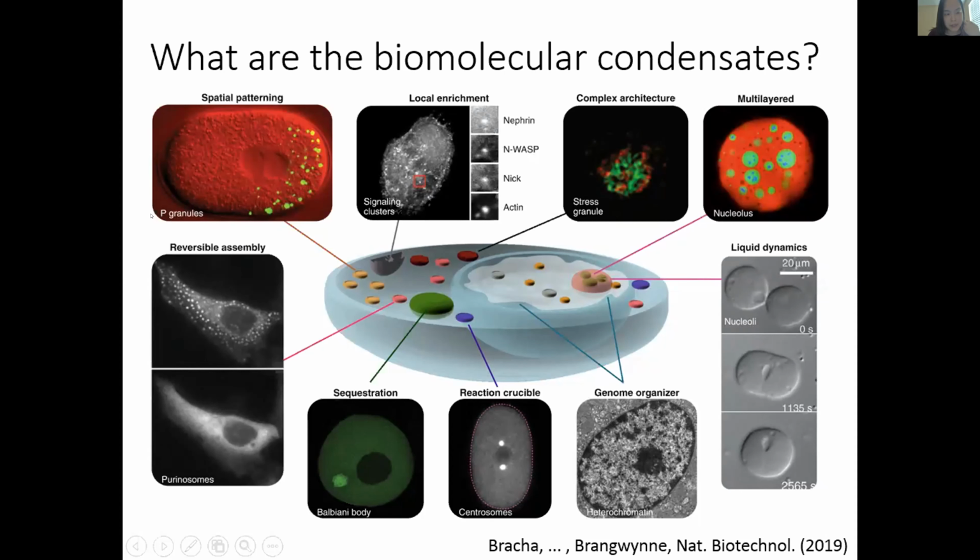In the first figure, this is the C. elegans embryo. This is anterior and posterior, and these green puncta here are the P granules. P granules are made of RNA molecules and a specific type of proteins, and they mostly stay in the posterior of the embryo, and later on they will end up in the germline cells, and that's why they are also called germ granules.